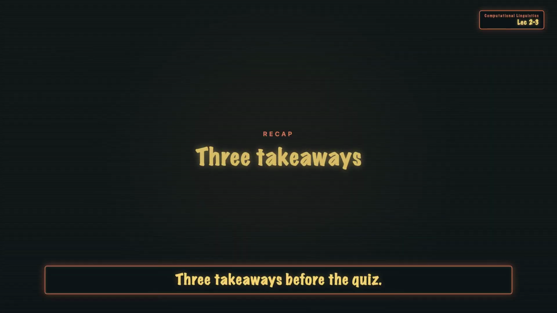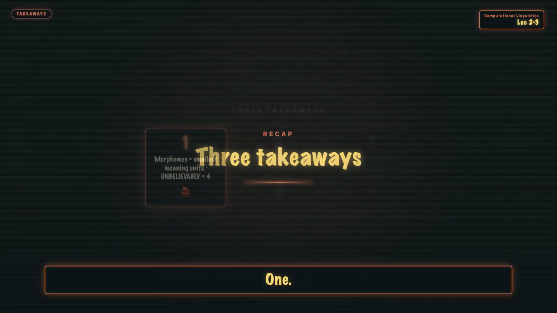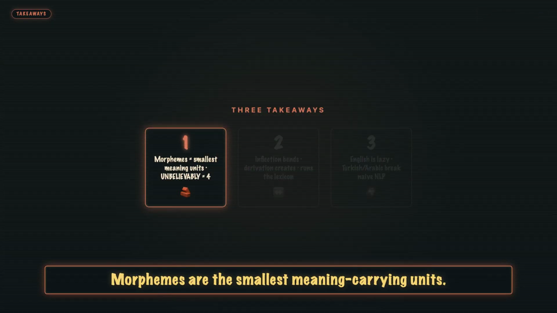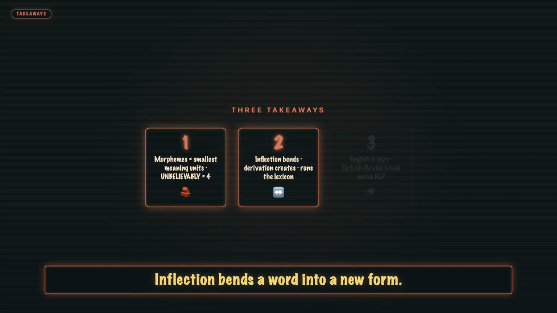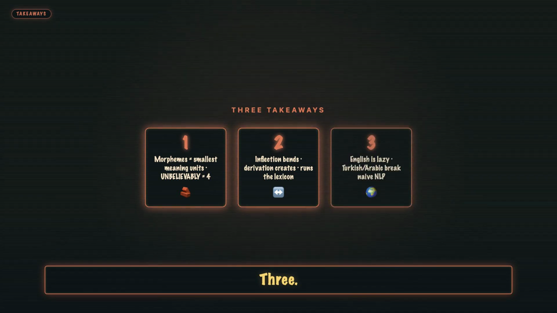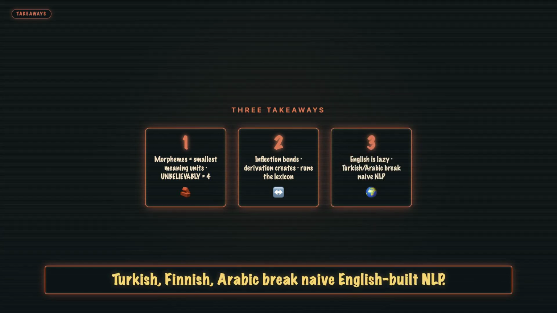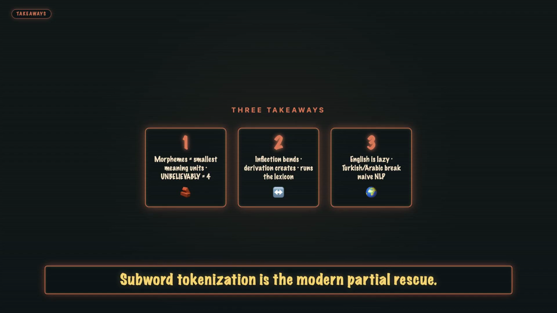3 takeaways before the quiz. 1. Morphemes are the smallest meaning-carrying units. Unbelievably is 4, not 1. 2. Inflection bends a word into a new form. Derivation creates a new word. NLP lexicons are built around this split. 3. English is the lazy case. Turkish, Finnish, Arabic break naive English-built NLP. Subword tokenization is the modern partial rescue.